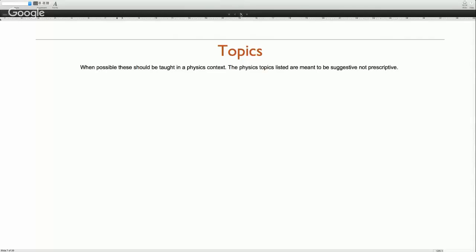And then, of course, we expect somebody who knows how to do computational physics to actually know some topics in computational physics. And wherever possible, I think these should all be taught in a physics context. And so I've listed some physics topics, and these are just meant to be suggestions. They're not meant to be prescriptions. And at different institutions where people have different interests and different tastes, then I'm sure that these will vary.